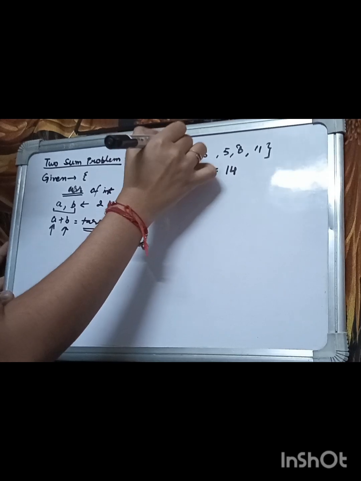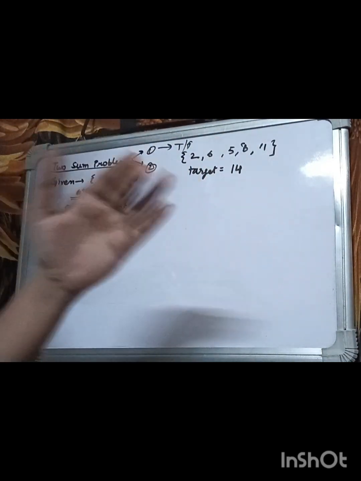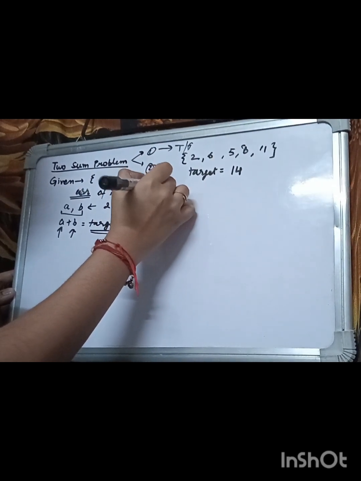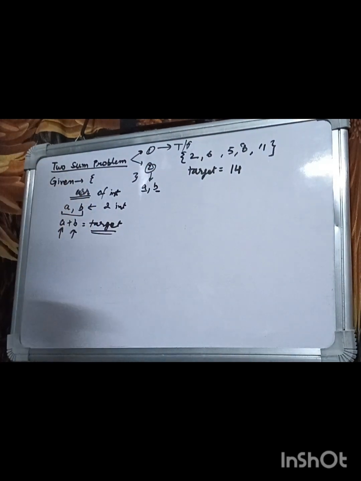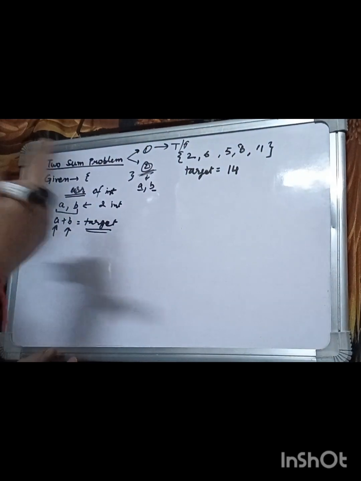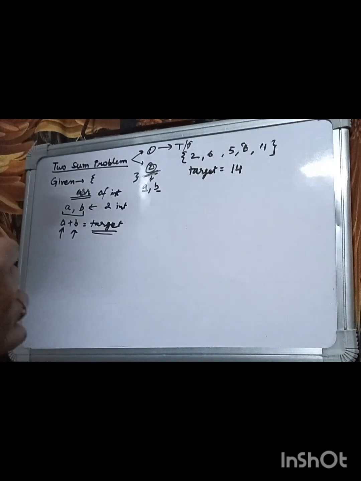Now there are actually two variants of this problem. First variant says you just have to return true or false, whether this pair of numbers exists or not. In the second variant, you have to return those elements particularly, right? So most commonly the asked variant is the second one, but we will discuss both of these variants in this question. Okay, let's proceed.